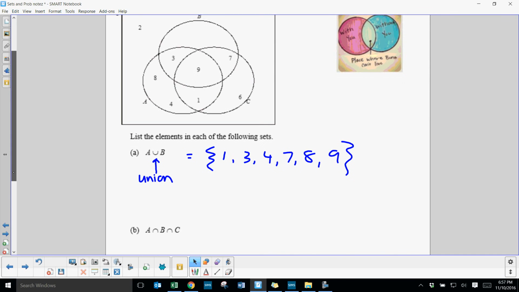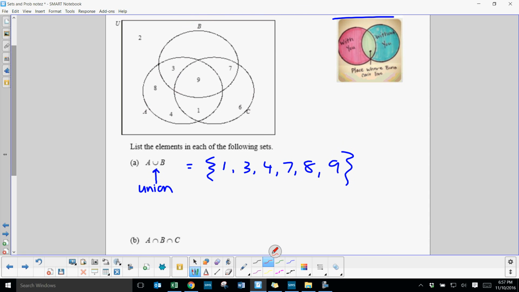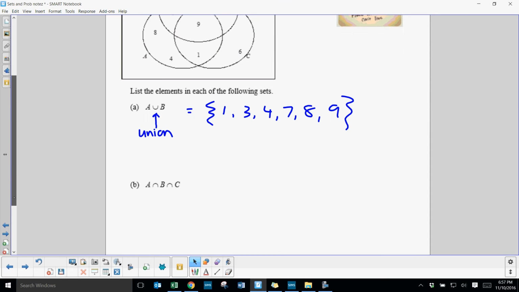A intersect B intersect C. That's always easy, that's just this little intersect part here. So that is the number 9. So we're just listing elements, we're not counting. We're not asking for the number of elements, so it is just the number 9.